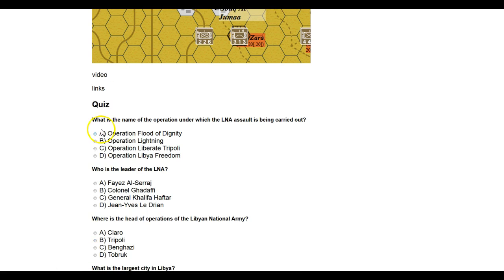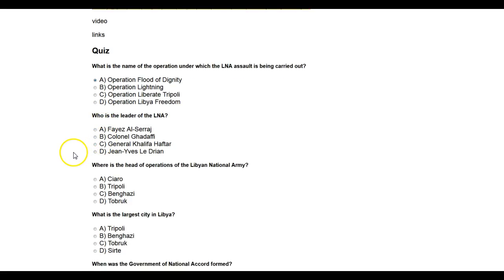Yeah. So what is the name of the operation under which the LNA assault is being carried out? I think it's Flood of Dignity. Who is the leader of the LNA? Colonel. It's things like this. Colonel Gaddafi is so wrong. But what you've got to bear in mind when you're doing these sorts of things is that a lot of Westerners just don't know. And they think, oh, Colonel Gaddafi, that sounds familiar. And that's about it. But anyone that really knows, it's got to be General Khalifa Haftar, because they keep referring to them as Haftar forces.